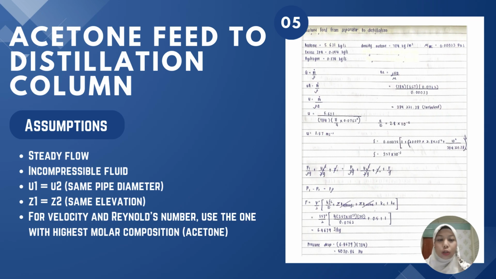Then we need to calculate the Reynolds number, the relative roughness, and the friction factor. Then we will do the energy balance equation, which leaves us with pressure drop equals friction loss times density. The friction loss that we will get is 6.4679 joule per kilogram, and the length of the pipe is 20 meters. So for the pressure drop, multiplying the friction loss with the density 784, we will get 5070.86 Pascal.